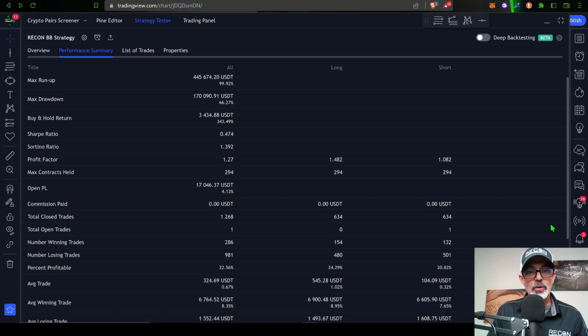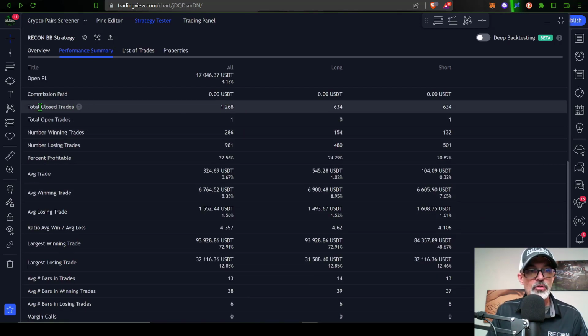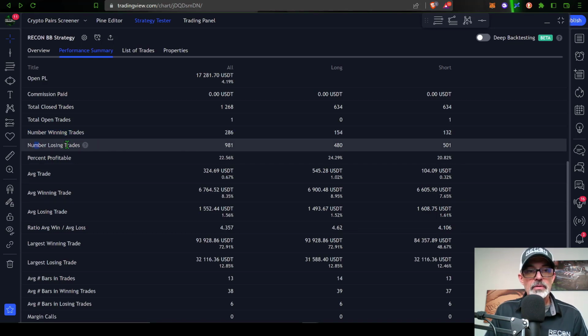And so if we scroll down and take a look at a few more of the results, total closed trades are pretty important. You want to have a good pool of trades to have back tested the strategy, and in this case there were over 1,200 trades in the back test, and so that should give you enough data to go on. And then the next item to look at would be winning trades, 286, and then number of losing trades, you're looking at 980.